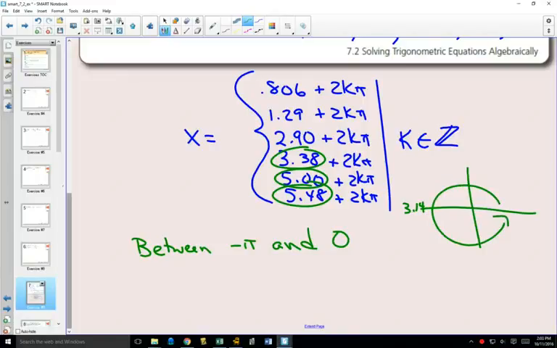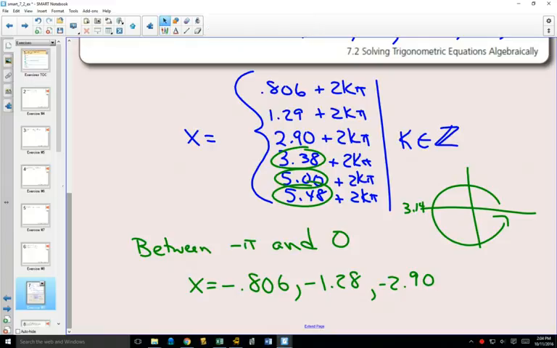Now, how do we write each of those? We would have to subtract 2 pi from each of them. Okay? If you subtract 2 pi from each of them, we will get negative 0.806, negative 1.28, and negative 2.90. And those are the answers between negative pi and 0. Not too bad, eh?